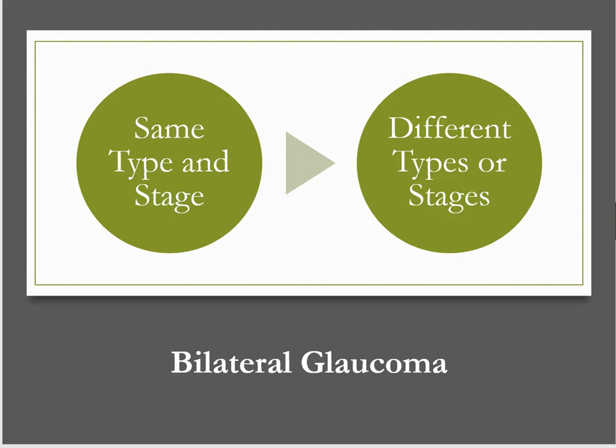Lastly, as it relates to the different types or stages, if the patient has bilateral glaucoma and each eye is documented as having the same type but a different stage, and the classification does not distinguish laterality, here we can assign the code for the type of glaucoma for each eye with the seventh character for the specific glaucoma stage that is documented for each eye.